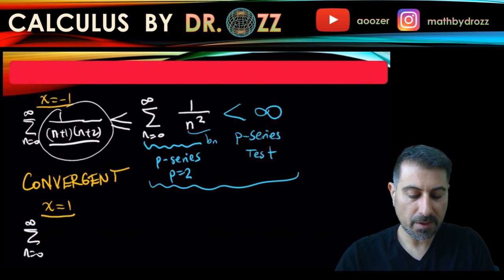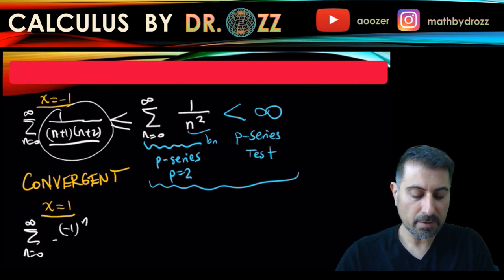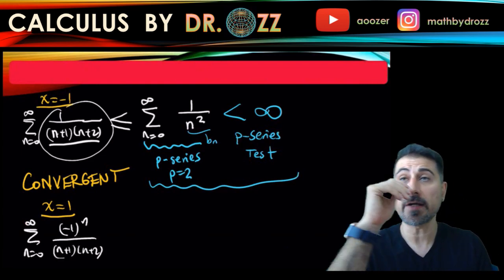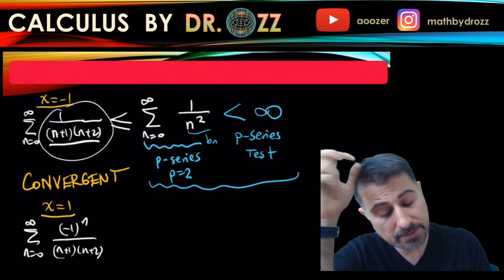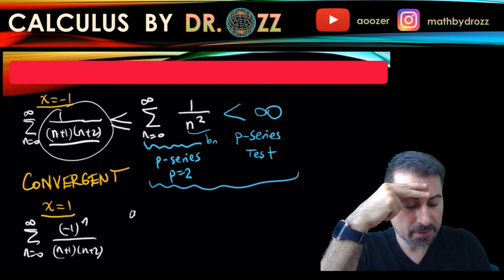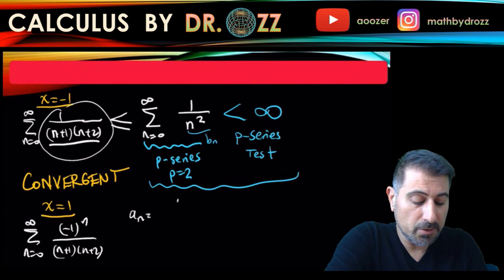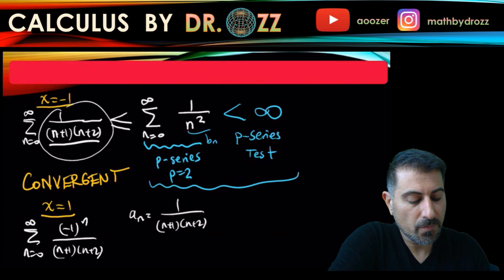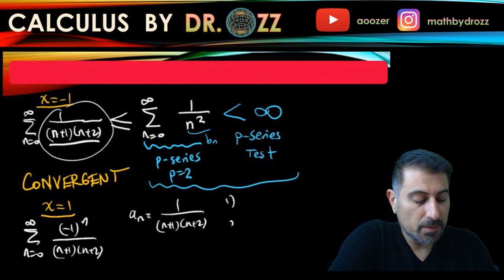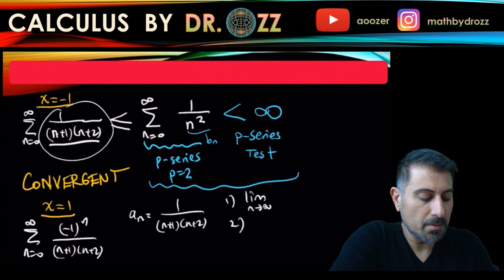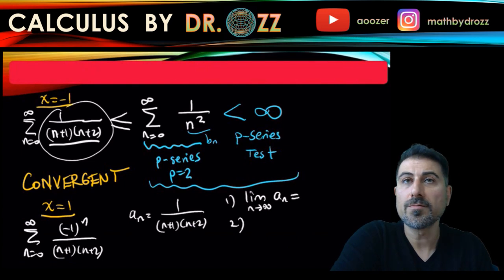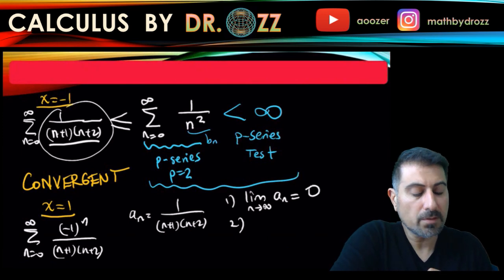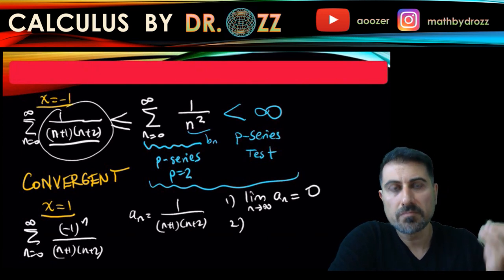So I should have the sum from n equals 0 to infinity of -1 to the n over (n plus 1)(n plus 2). And I said that I was going to use the alternating series test. For that purpose, I'm going to grab the non-alternating part here. Two things, right? 1 and 2. The limit of an has to be 0, which is the case because the top is 1 and the bottom approaches infinity. So this is 0. And an should decrease.